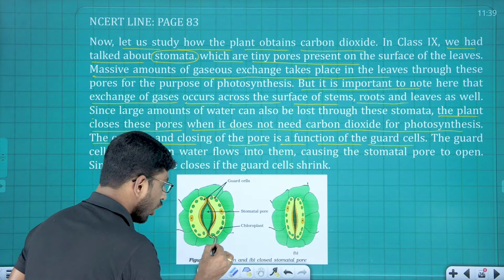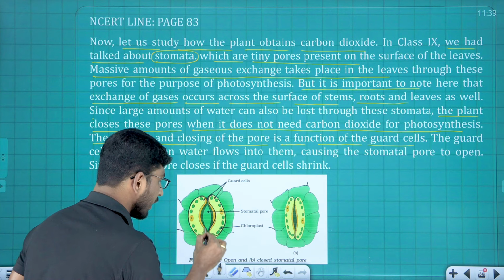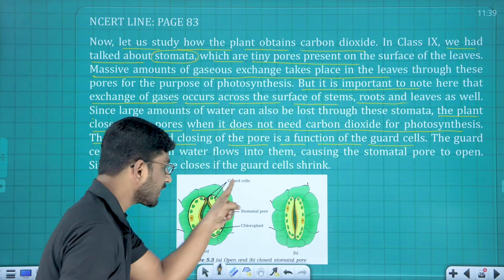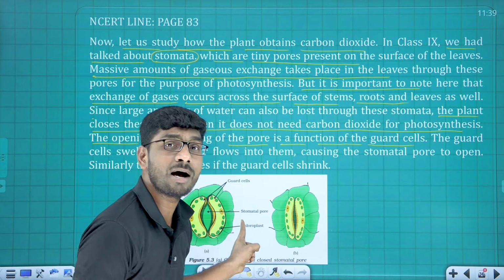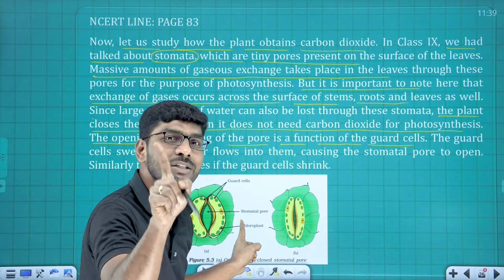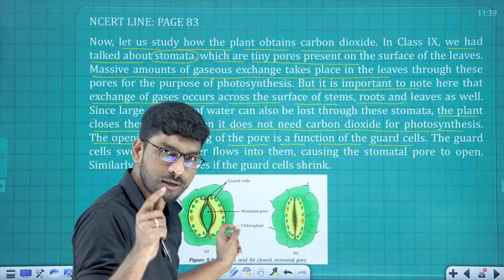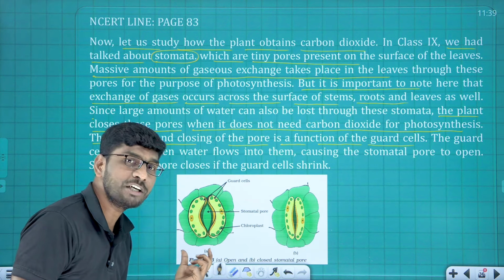I hope you all are practicing the diagrams also, right? This is very, very important. These are guard cells. Guard cells have chloroplast. Guard cells have a nucleus. Guard cells also consist of one vacuole. Vacuole is a characteristic feature of what? Plant cell. Clear?